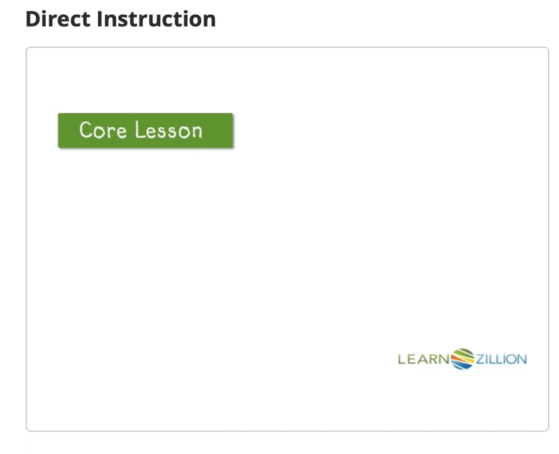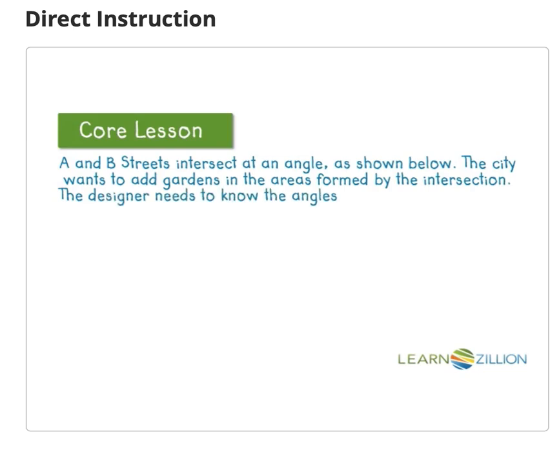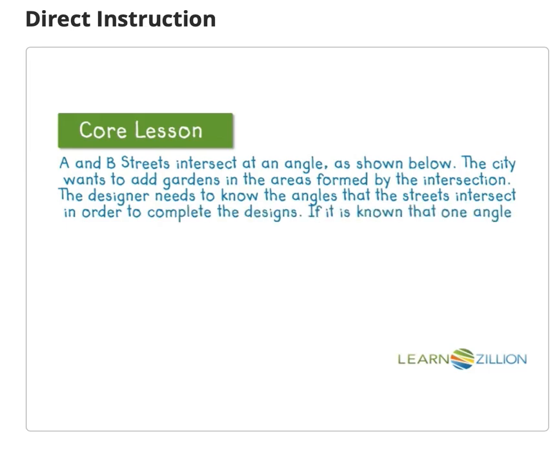Let's take a look at vertical and adjacent angles. A and B streets intersect at an angle, as shown below. The city wants to add gardens in the areas formed by the intersection. The designer needs to know the angles that the streets intersect in order to complete the designs. If it is known that one angle measures 85 degrees, what are the measures of the other three angles?